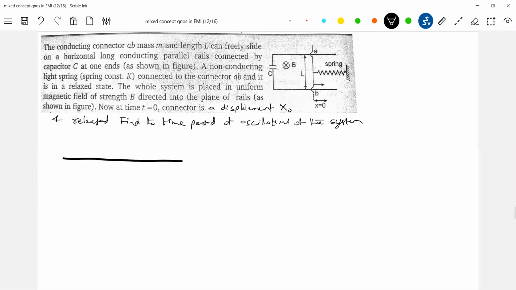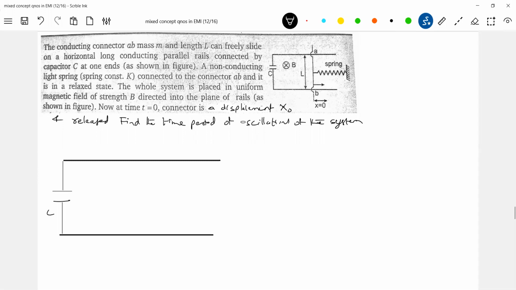This is something related to SHM. So we have a capacitor here. This is a spring. Initially at this particular position, so this is the initial equilibrium position. Spring is at natural length for this. Some SHM also can be asked.